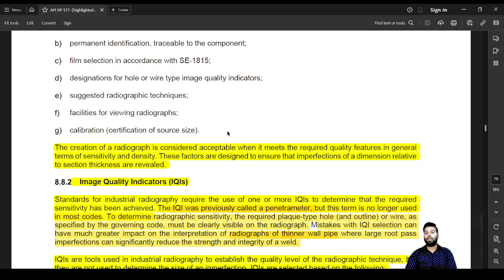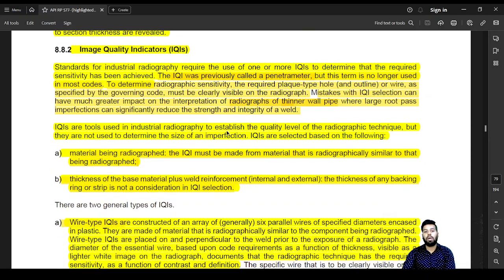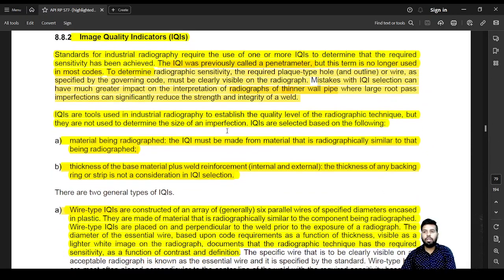The creation of a radiograph is considered acceptable when it meets the required quality features in general terms of sensitivity and density. These factors are designed to ensure that an imperfection of a dimension relative to the thickness of the metal is revealed. Quality indicators. So while performing the radiograph, the most important thing that we are receiving out of it is the image. If you receive a good image, an image that is as per the specification, then an interpretation can be made.